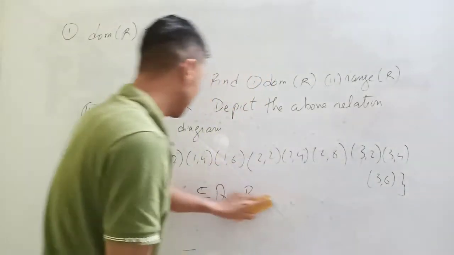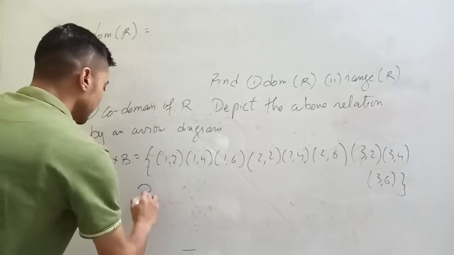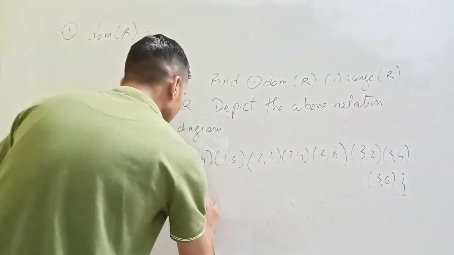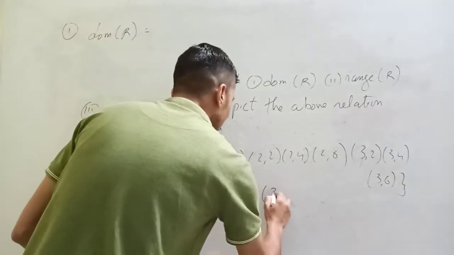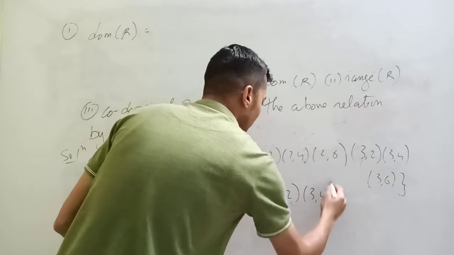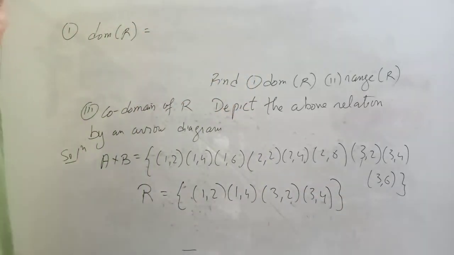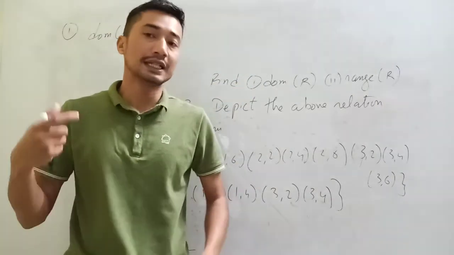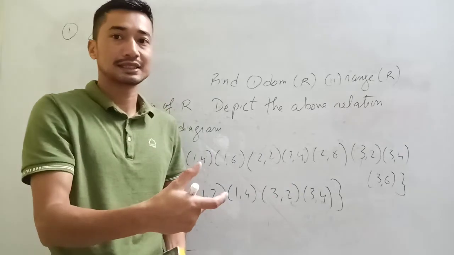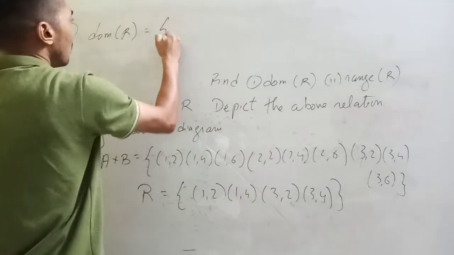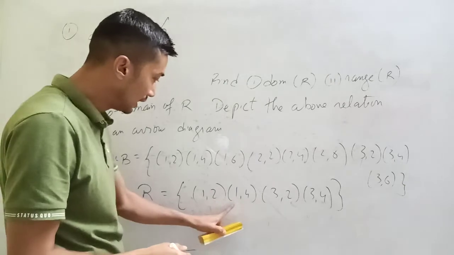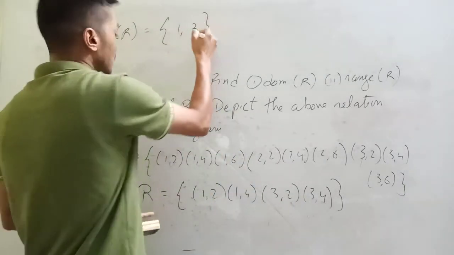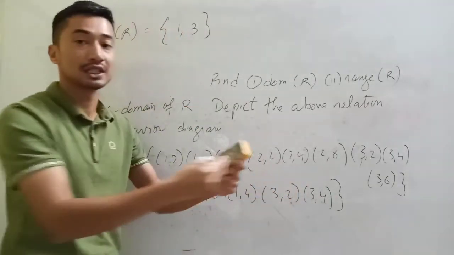So what was my set R? I'll just write here again. The set R that I gave you was (1,2), (1,4), (3,2), (3,4). That was the relation, isn't it? So what was the explanation of domain? Domain was the set of all first coordinates of the relation R. The first coordinates are 1, 1, 3, 3. Repeated numbers are taken once, so 1 and 3. The first elements will be considered the domain.